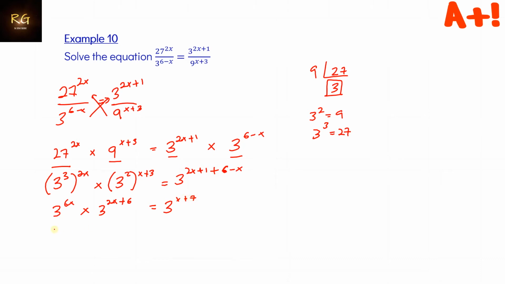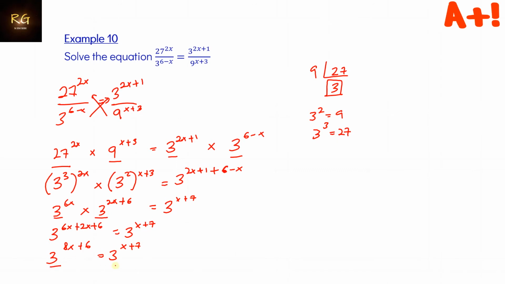All right, so now this one also we need to add the power together since the base is already the same. So 6x plus 2x plus 6 equals to 3 to the power of x plus 7. So here 3 to the power of 6x plus 2x is equal to 8x, and then plus 6, correct? And then equals to 3 to the power of x plus 7. We're just copying this back.